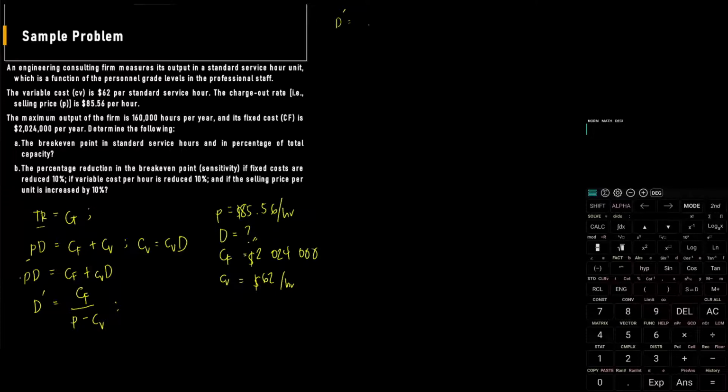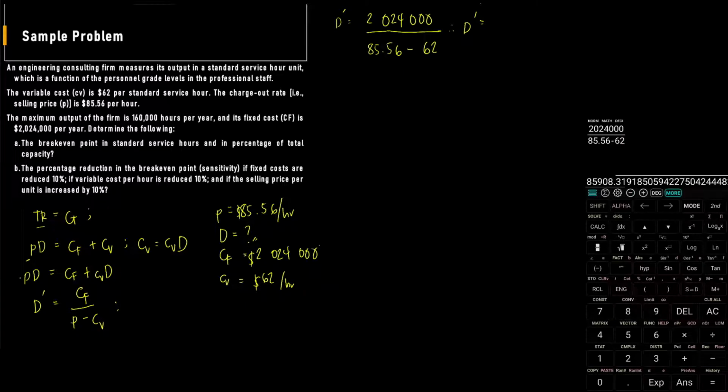So CF, so yun yung 2024 all over yung P, price per unit, ay 85.56 minus CV is 62. So therefore, D prime, plug natin 2024 over 85.56 minus 62. So store na lang natin, shift store for A. So 85,908.32.